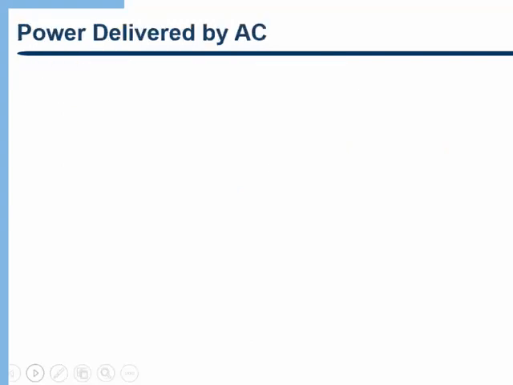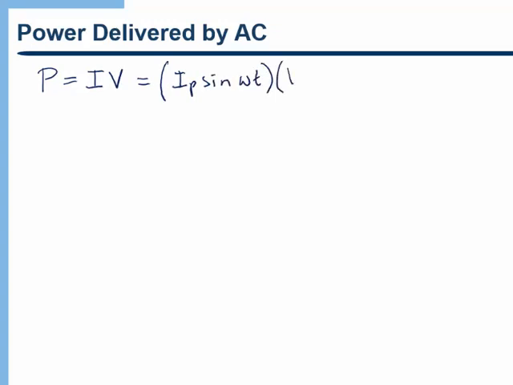Think about the power delivered by an AC voltage. We know that power is current times voltage. And so if we look at the expressions that we had a couple slides ago, the current is the peak current times the sine of omega t, and the voltage is the peak voltage times the sine of omega t. So in other words, the power delivered is just peak current, peak voltage, times the sine squared of omega t. So what does that look like?